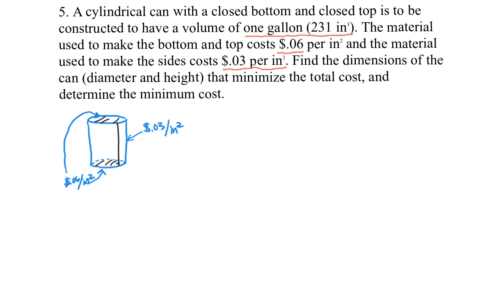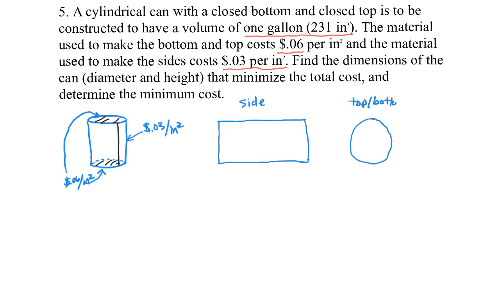So if we did that, we would basically have this rectangle that would be the side of the can. That's the side of the can, the rectangle. Then we would have a top and a bottom, so we'd have 2 of these. So the side of the can would be the rectangle, then we have the top and the bottom, which would be like this.